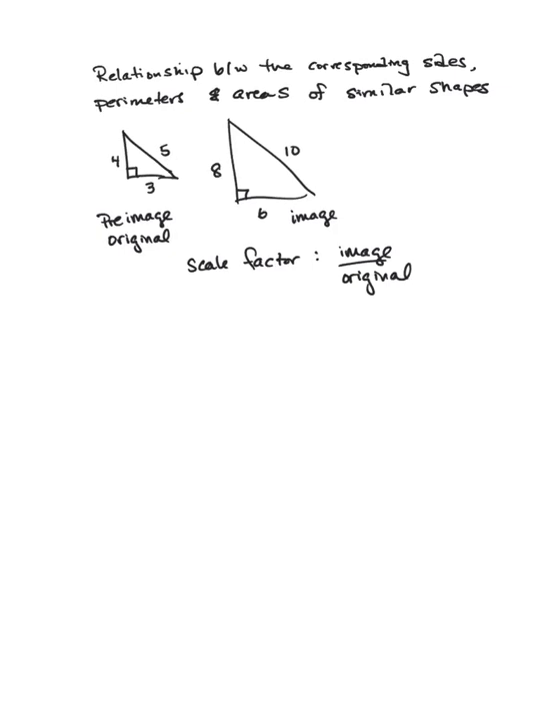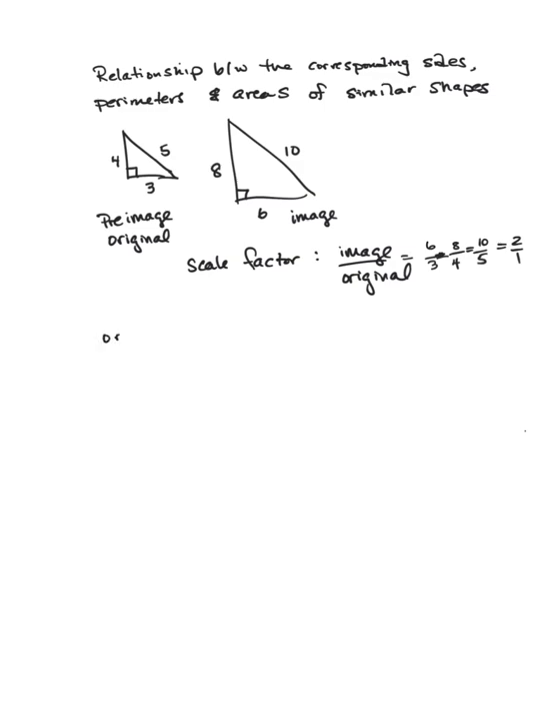Okay, so if we look at the scale factor, if I take the smallest side of the image and compare it to the smallest side of the pre-image, or the middle size side, or the largest pair of sides, you can see that the ratio is 2 to 1. So this is an enlargement. An enlargement is any time the scale factor is greater than 1, right? So let's look at the perimeters.